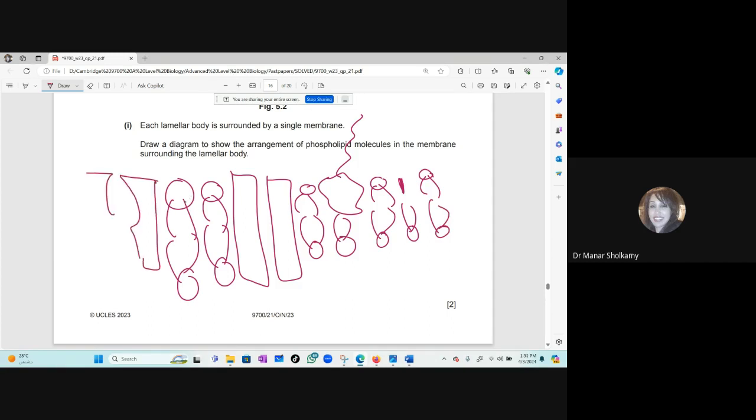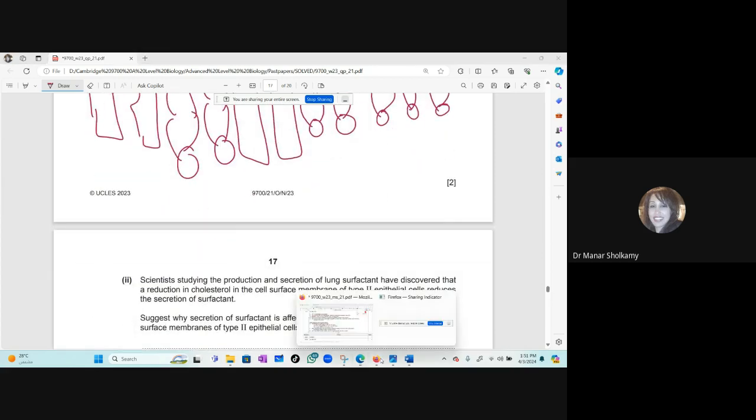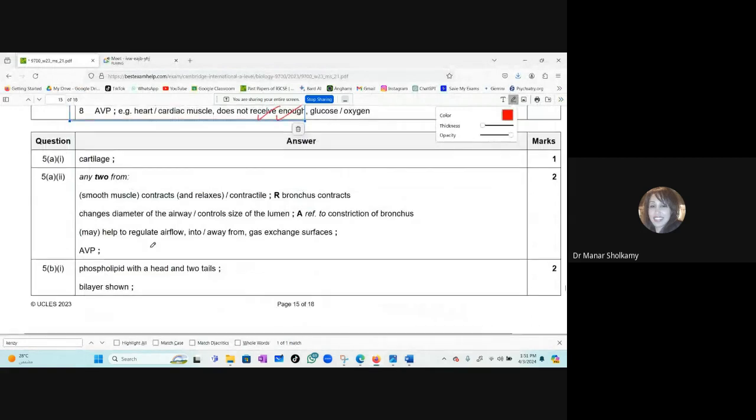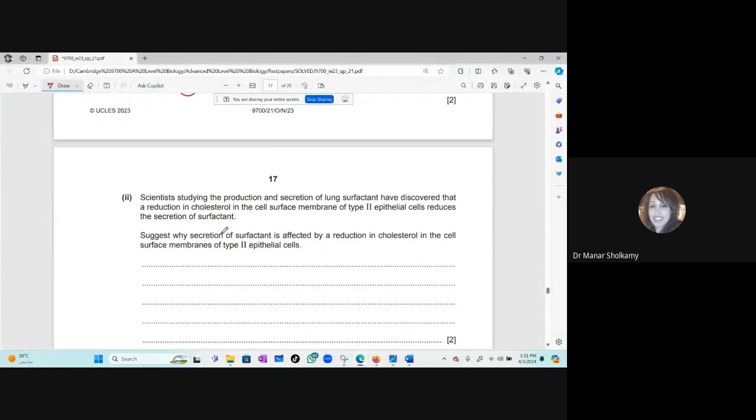This is the carrier protein. Okay. And label. Let's see. Do they want you to label? No, just the phospholipid with head and two tails and the bilayer shown. This is only out of 2 marks.